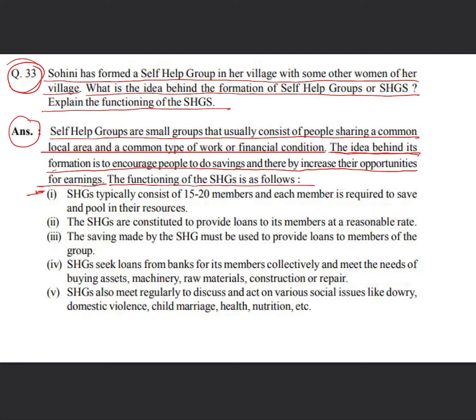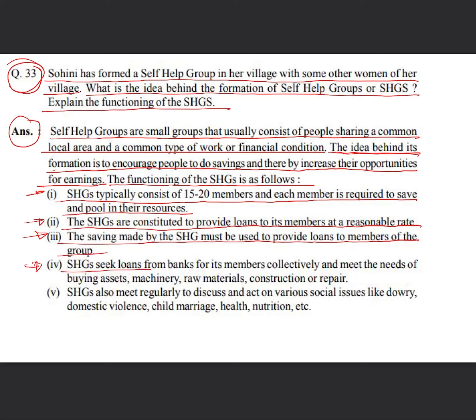First, SHGs typically consist of 15 to 20 members and each member is required to save and pool in their resources. Second, the SHGs are constituted to provide loans to its members at a reasonable rate. Third, the saving made by the SHG must be used to provide loans to members of the group. Fourth, SHGs seek loan from bank for its members collectively and meet the need of buying assets, machinery, raw materials, and construction or repair.